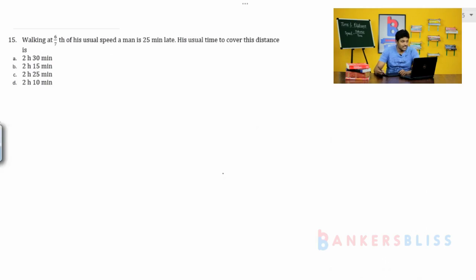Problem number 15. At 6/7 of its usual speed, a man is 25 minutes late. So how much extra time is he taking? 25 minutes, that is the extra time. Extra time is equal to 25 minutes. So speed has become 6/7 of its usual speed, then time is going to become 7/6 of its usual time.